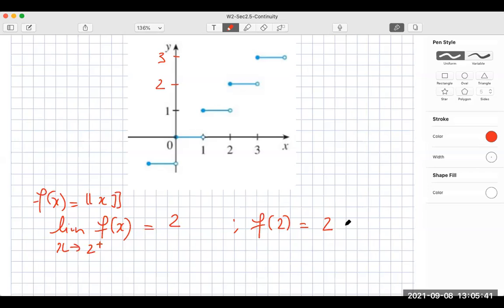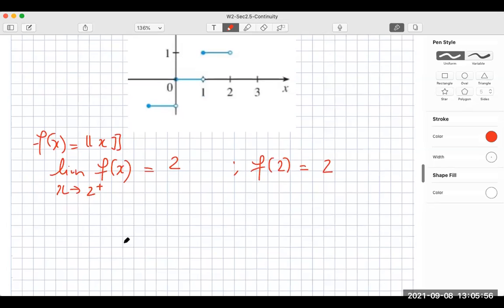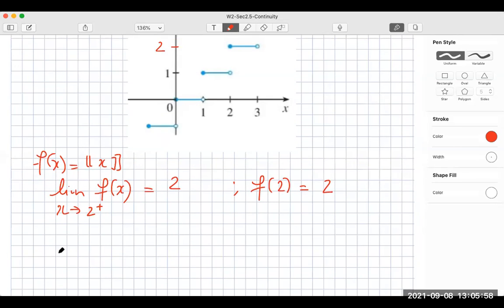It's satisfying the right-hand limit, continuous of the right-hand limit, right? So we say this function is continuous from the right. Okay. How about the limit of this function when x approaches 2 from the left?